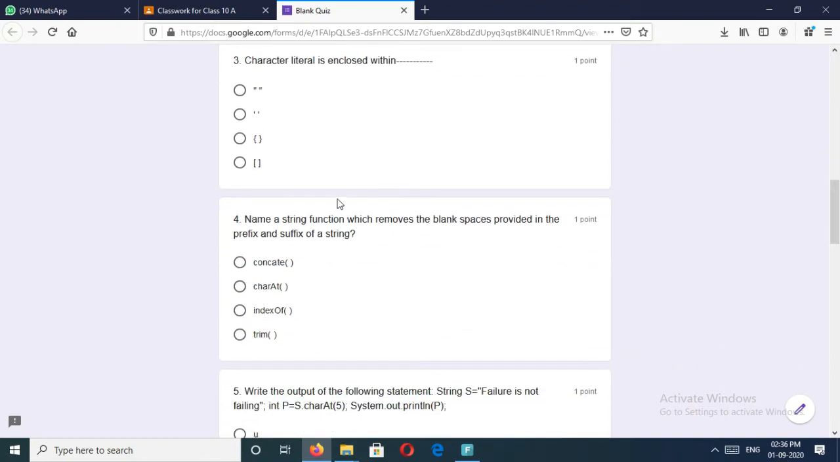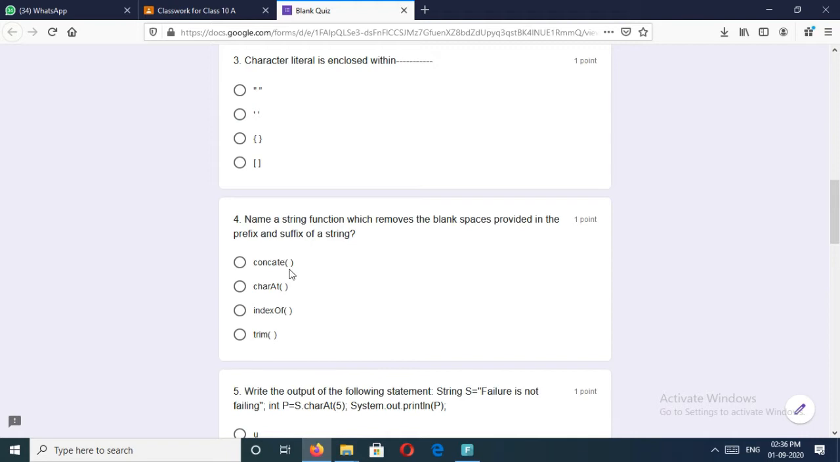What's the next question? Name a string function which removes the blank spaces provided in the prefix and suffix of a string. Which function is used to cut the blank spaces? Prefix means before and suffix means after the space. Which function are we using? Trim function. Which function? Trim function.